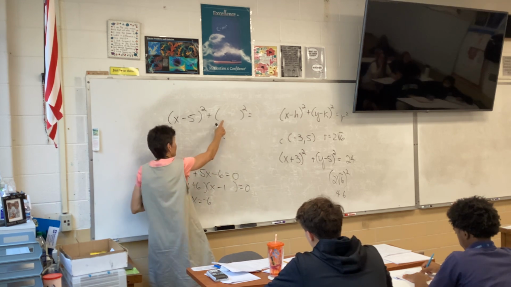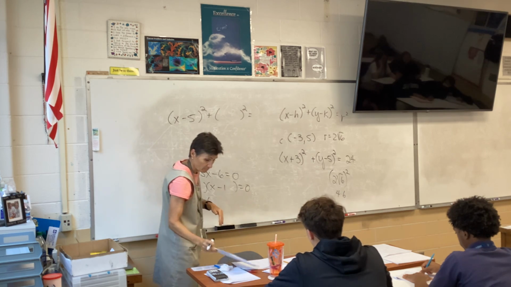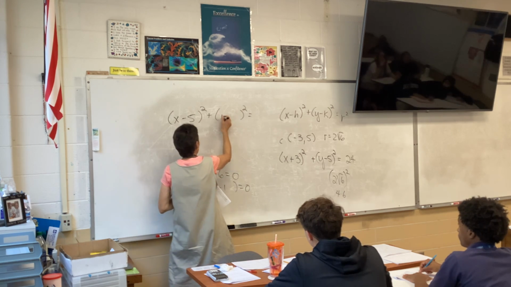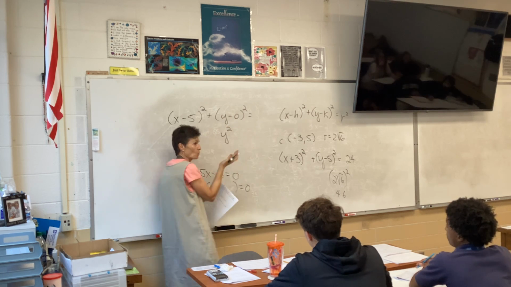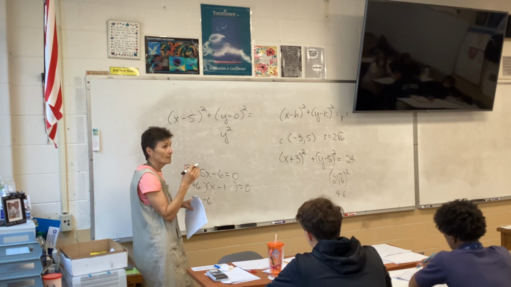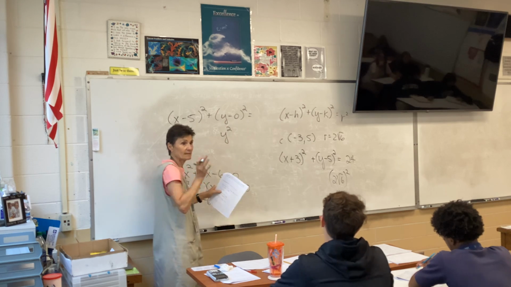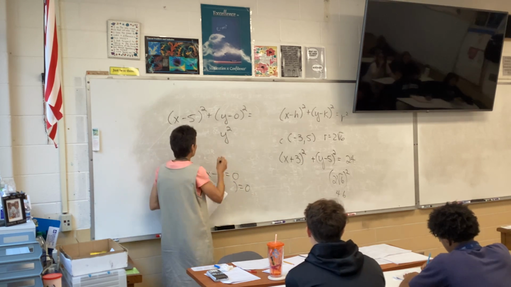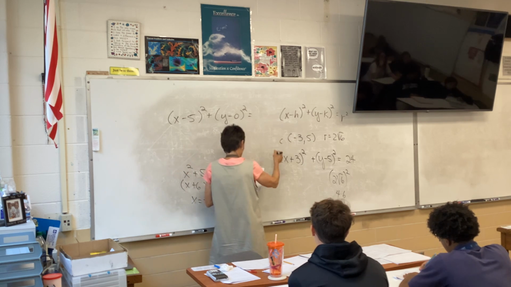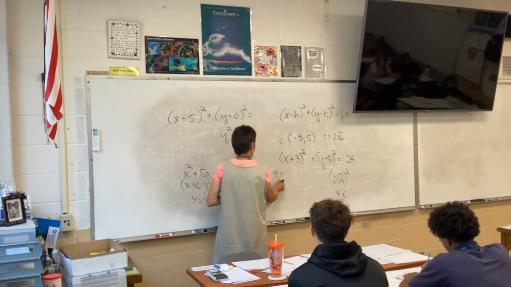All right, what about here? You can write y minus 0. You can also just write plain y squared, right? I don't care. It could even be y plus 0. It doesn't matter because it's a 0. And then what's that going to equal? I have no idea. What's 9.1 times 9.1?